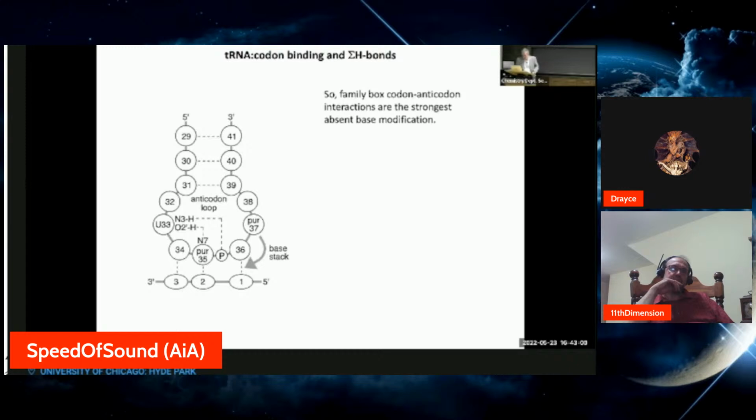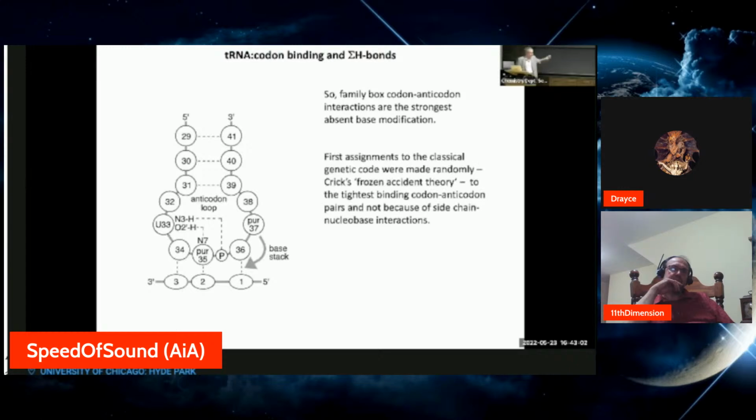So we think the first assignment was made randomly according to Crick's frozen accident theory, not because of side chain nucleobase interactions in the anticodon loop, but side chain nucleobase interactions were important in the acceptor stem, and it was a chemical prelude to aminoacylation, first by ribozymes and then by aminoacyl tRNA synthetases in their nascent form. The first proteins would have been based upon a highly restricted alphabet.